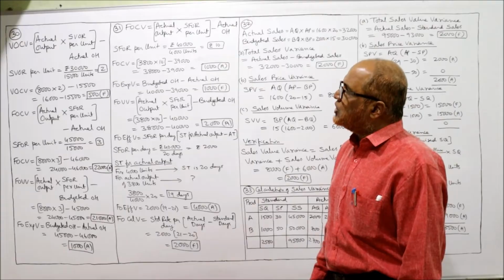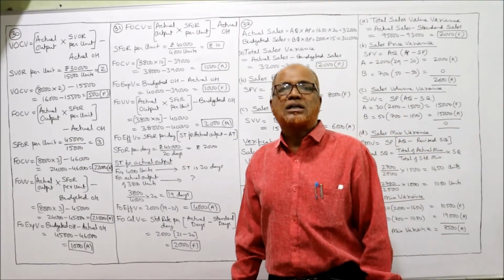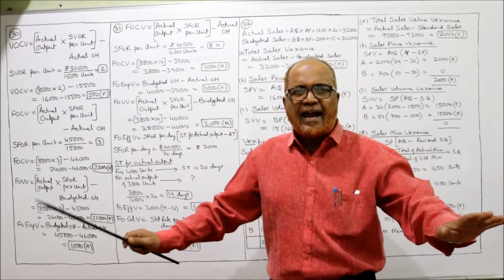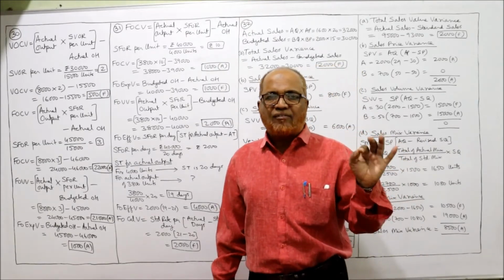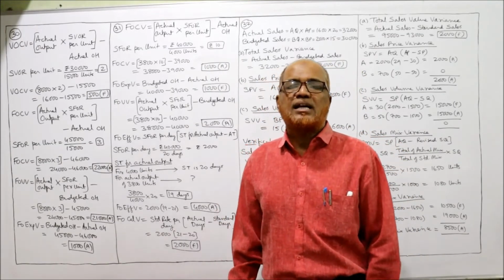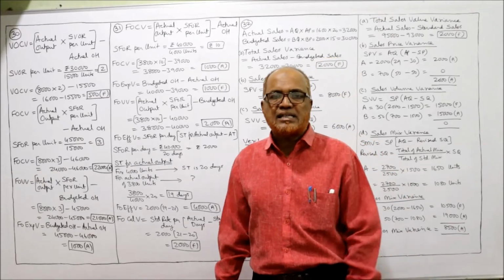That's it. So this is problem number 31. This is the end of problems on overhead variances. Now the last and final topic, that is sales variance.